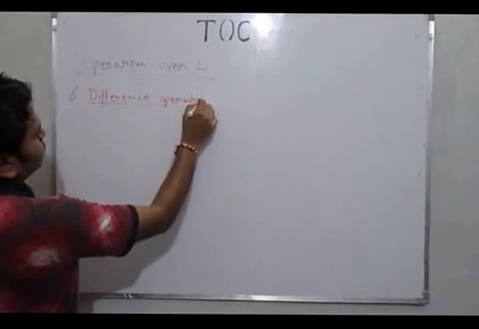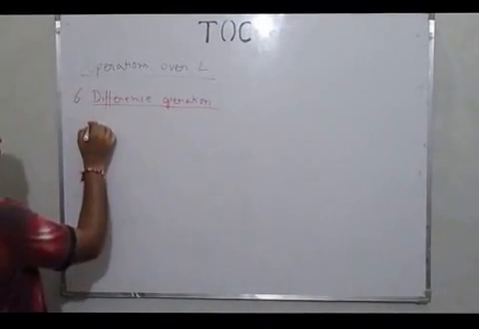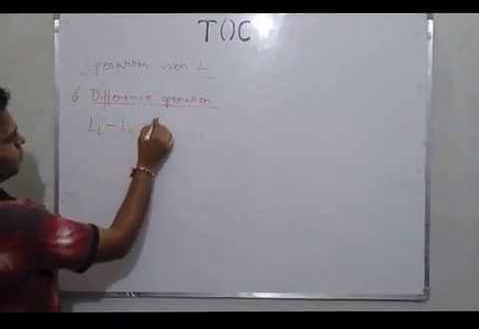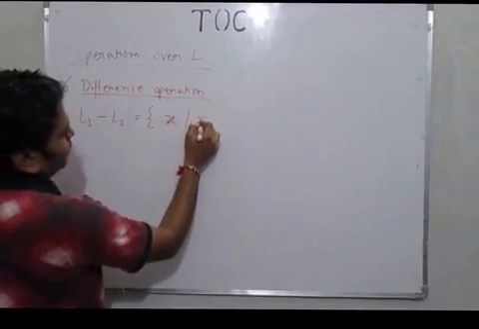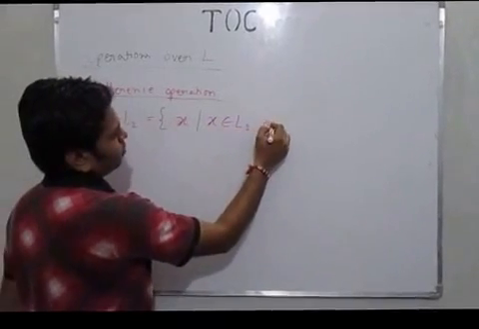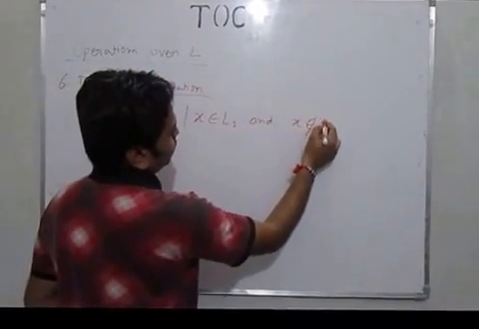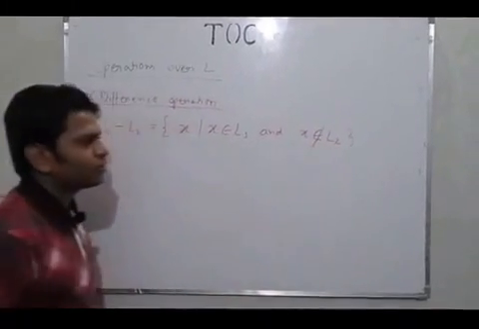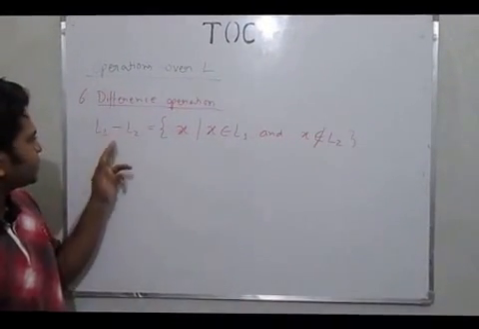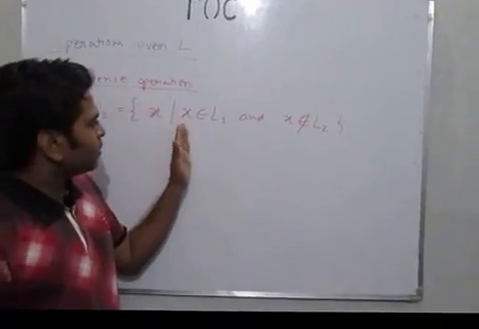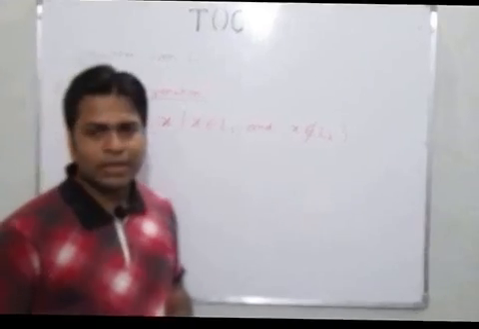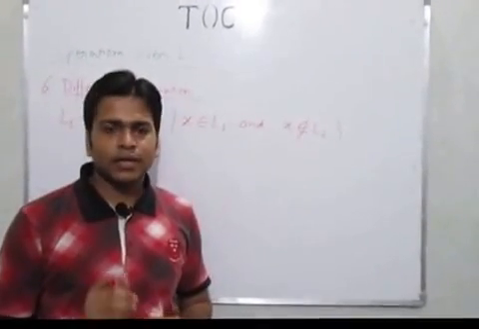would be difference. The difference operation, we have L1 minus L2, and it would result in x as a string. x belongs to L1, but x doesn't belong to L2. This is a very important operation. Fine. We can understand that when L1 minus L2 is there, it simply defines that we obtain the strings which belong to L1, but never belong to L2. That is the basic idea that we have to remember.